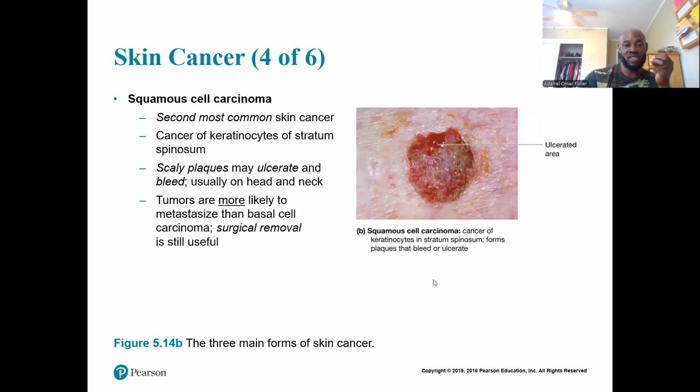You have squamous cell carcinoma. Squamous, what does that mean? Remember squamous, cuboidal, columnar. Squamous, flat. Second most common skin cancer, cancer of the keratinocytes of the stratum spinosum. It's usually on the head or the neck. These tumors are more likely to metastasize, but you can still cut them out. And I've known people that have had these types of cancer, and literally they go in and remove a section of that skin.